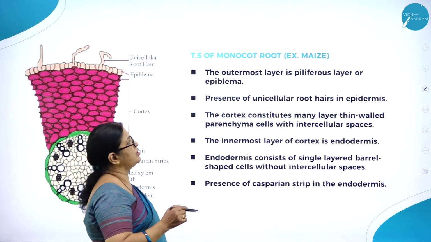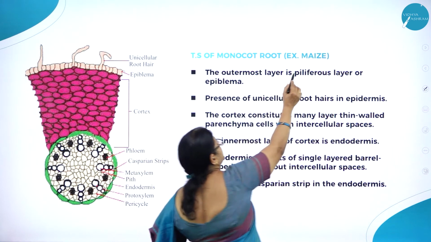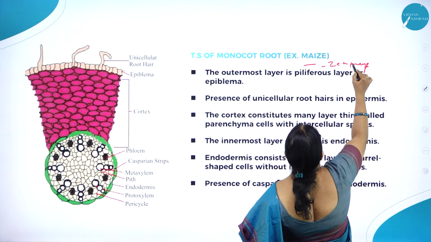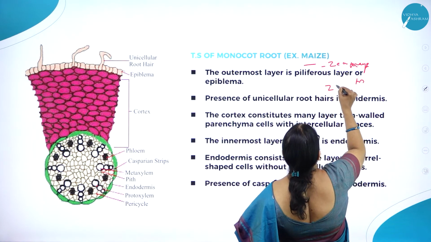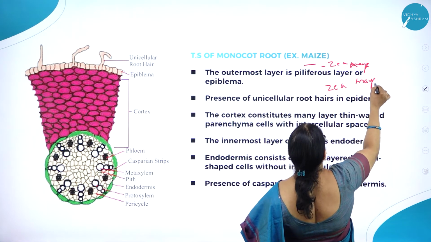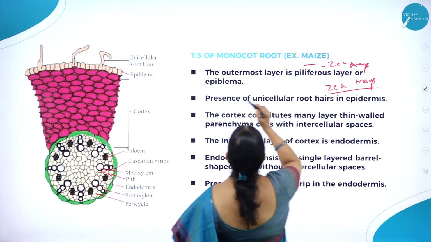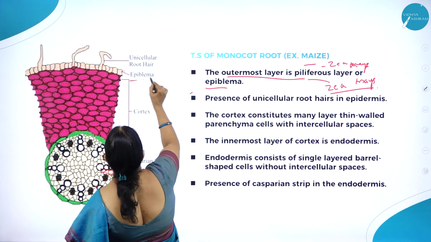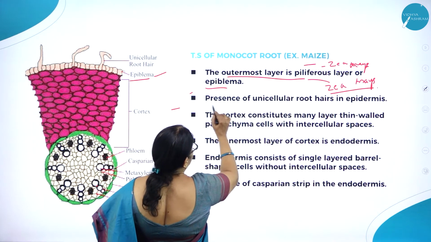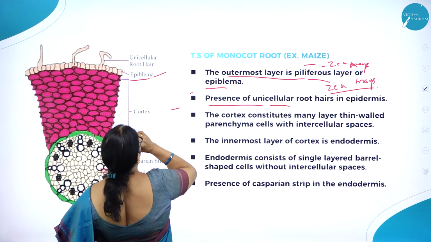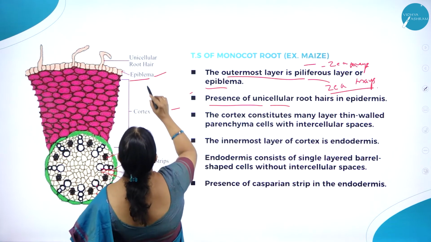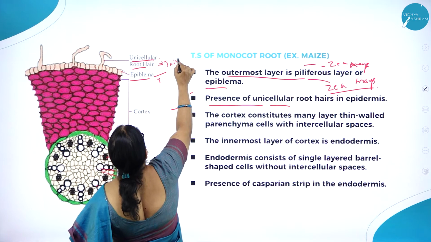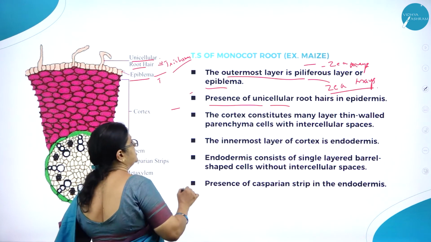So TS of monocot root, what is the example we are going to take? Maize. The scientific name is Zea mays. Now, the outermost layer is the piliferous layer or epiblema. Here you can see the outermost layer. And there is presence of unicellular root hairs in the epiblema. So this is nothing but called what? Trichomes. These are the trichomes.